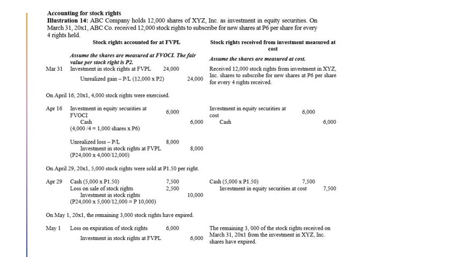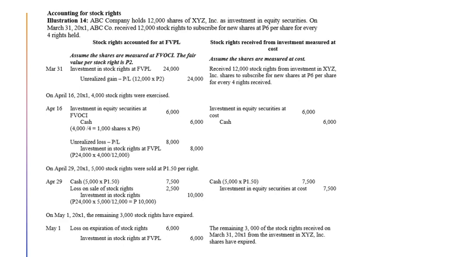So, first is if the stock rights are accounted for at FVPL. So, assume the shares are measured at FVOCI. So, ang investment ni shareholder ni ABC Company ay classified at FVOCI and the stock right, ang fair value niya is 2 pesos. So, to record the stock rights, you debit investment in stock rights at FVPL 24,000 and credit unrealized gain, profit or loss. That's equal to 12,000 times 2 pesos na fair value.